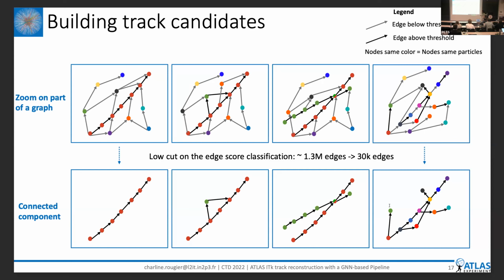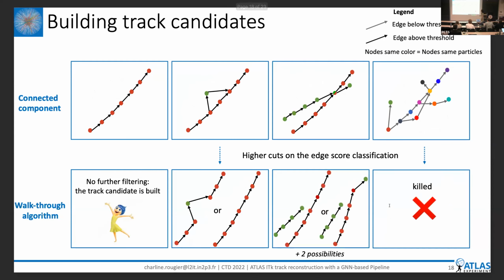And you do see that for some of the structures, we need to apply further selection requirements in order to get the tracks. This further selection is what we call the walkthrough algorithm. Of course, if we get track candidates which come from the connected components, we are not going to do anything. We're very happy, it's the perfect case. But it does not always happen. So we are going to apply this walkthrough algorithm, which is basically a set of higher cuts on the classification score. And this is going to discriminate and propose track candidates.